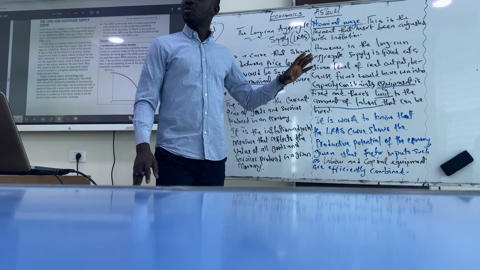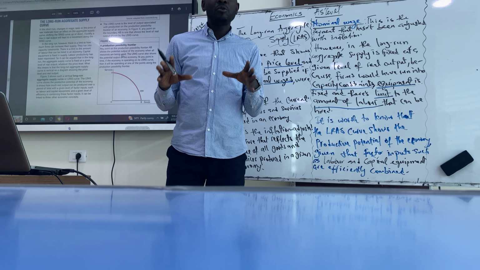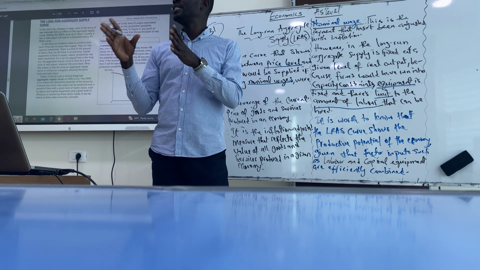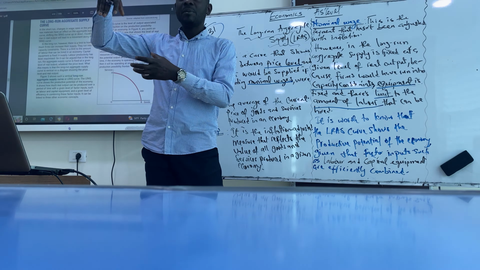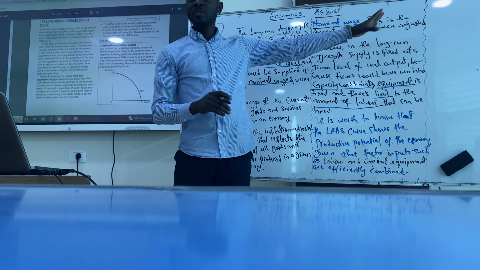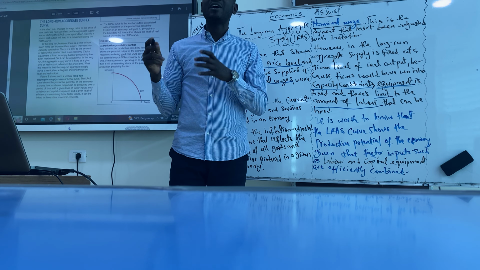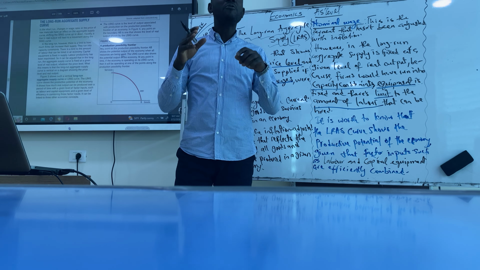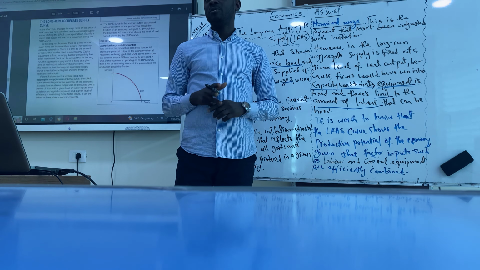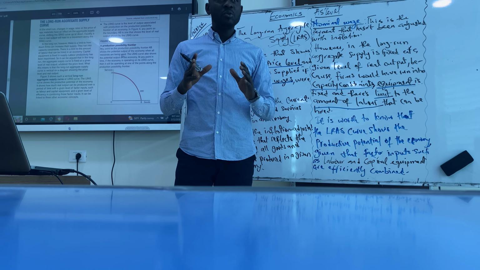So what happens with our long run aggregate supply curve? The long run aggregate supply curve shows the production potential of any given economy, because at that point in time, all resources are fully employed. That's why it is in the long run. In the long run, all that we have to produce as an economy would have been produced, because all factor inputs are variable. That means they can be flexible, they can be adjusted. I think we get the long run here.